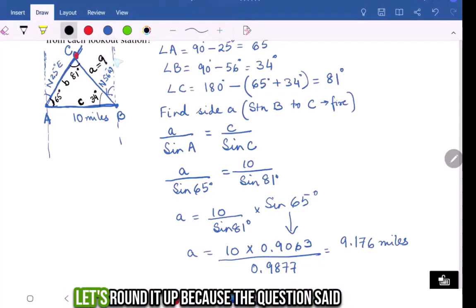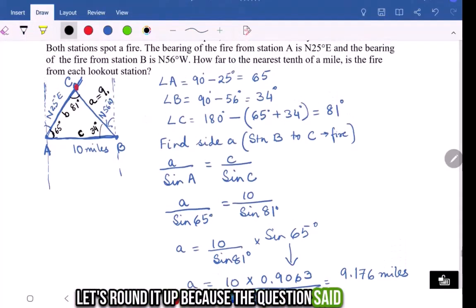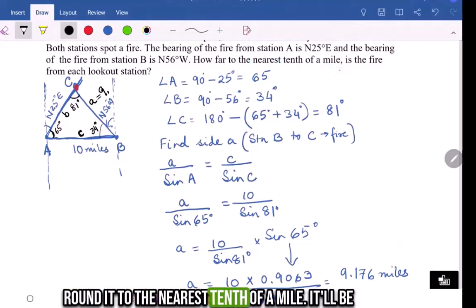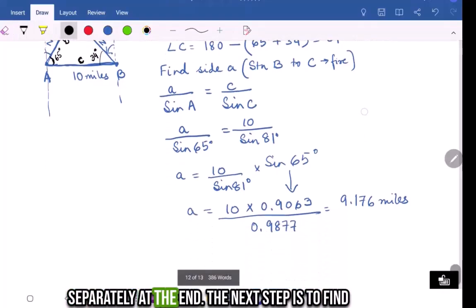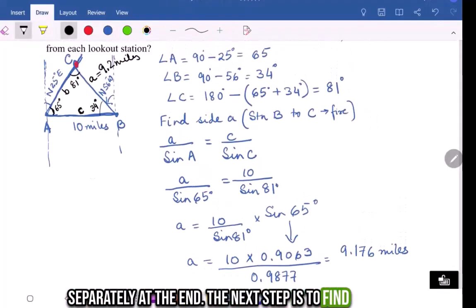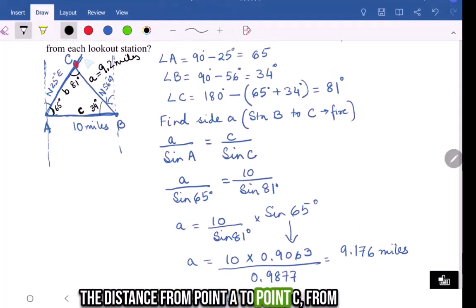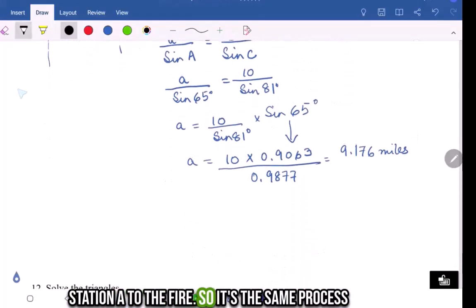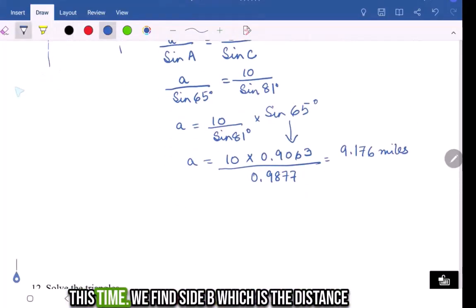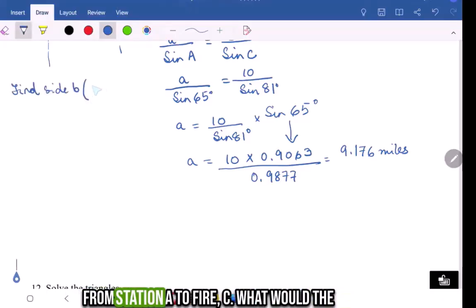9.176. So let's round it up, because the question said round it to the nearest tenth of a mile. It'll be 9.2 miles. We'll write the answer separately at the end. The next step is to find the distance from point A to point C, from station A to the fire. So it's the same process this time. We find side B, which is the distance from station A to fire C.